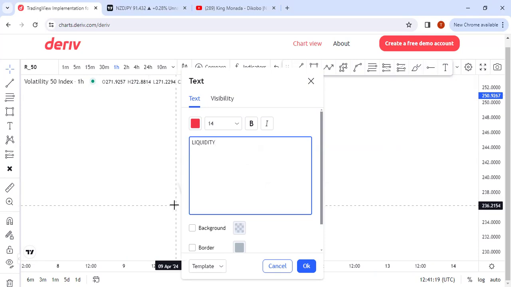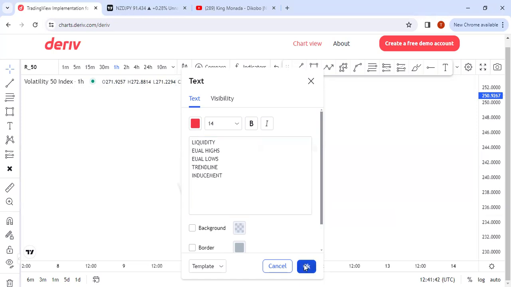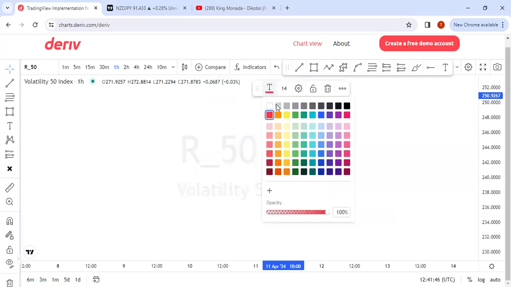So we have four types of liquidity. We have what we call equal highs. We have what we call equal lows. We have what we call trendline liquidity, and we have what we call inducement liquidity. So those are the four types of liquidity that we are having.